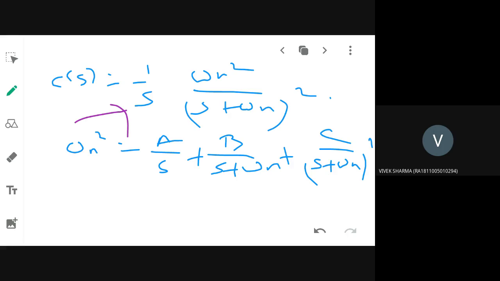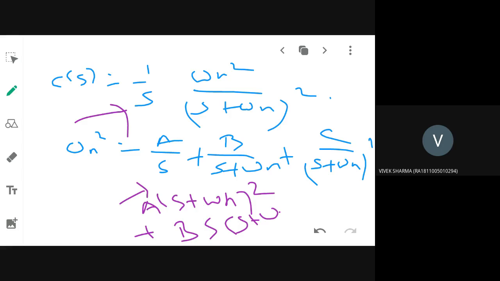Come on, as usual, this third equation we have to solve, no? This last one, you will be getting A into s plus omega n squared plus B into s plus omega n plus C into s, that is equivalent to omega n squared. Okay, again you expand and you equate the coefficients of constant, s squared and s, and find out what is A, B, C and tell me the answer.